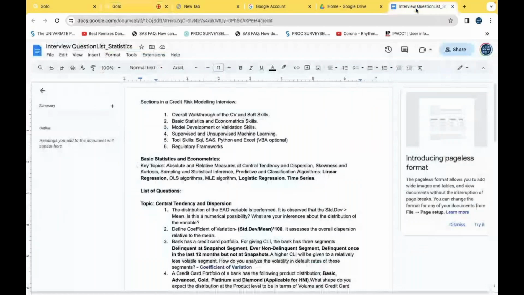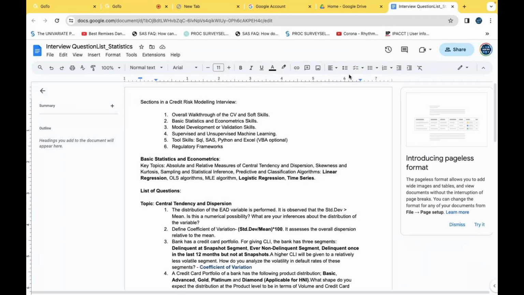Okay, so good morning everyone, and welcome back to a fresh new session on credit risk modeling. Since the last session, we had started discussing the set of possible interview questions, right?